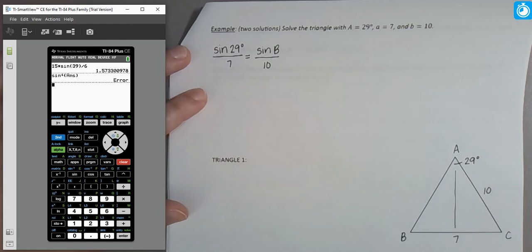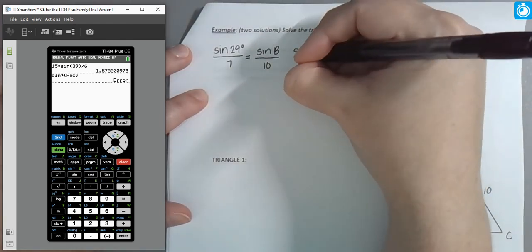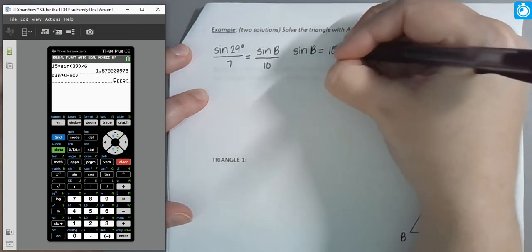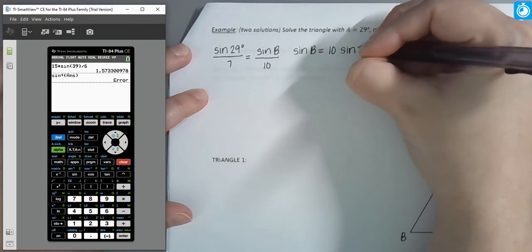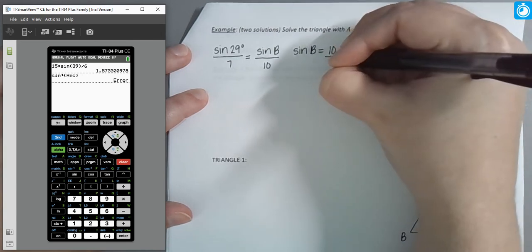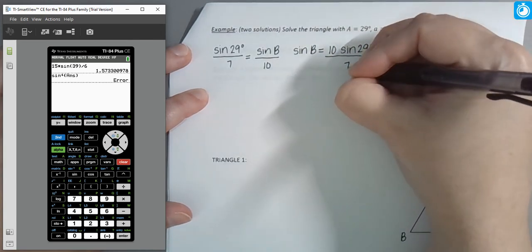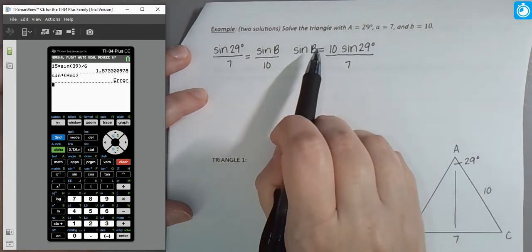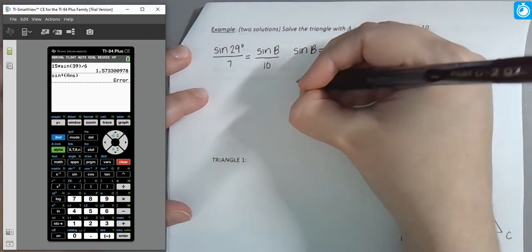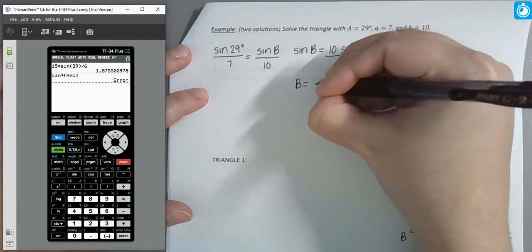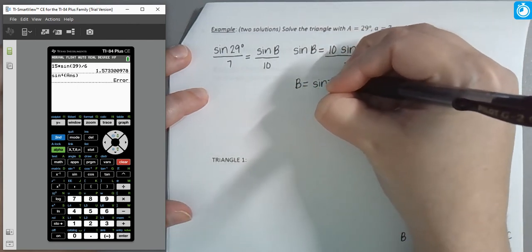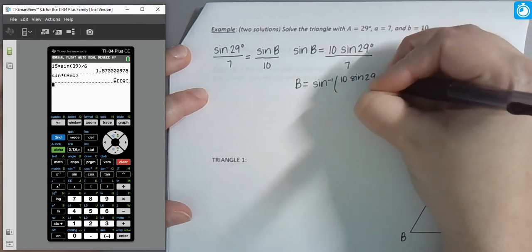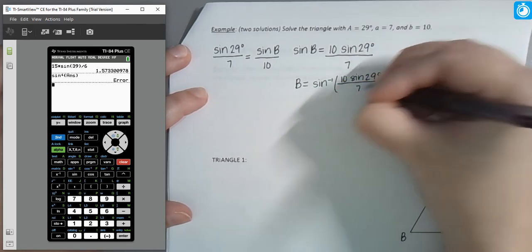Just like with the last two examples, isolate the sine. So sine of B is equal to 10 times the sine of 29 degrees divided by 7. And then in order to isolate B, eliminate the sine function, we apply the inverse sine function to both sides. So all of this now becomes the input for that inverse sine function.